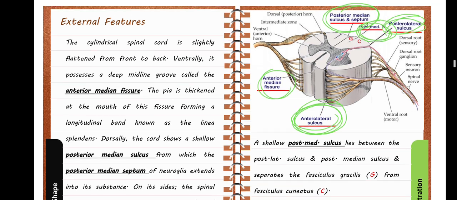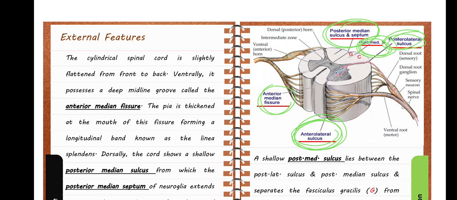Now, the external features of the spinal cord that you should keep in mind include the anterior median fissure. It is a deep midline groove that is found in the ventral region, the anterior part. At the mouth of this fissure, we have some thickened structures called the linea splendens. Posteriorly, at the dorsal region, we have another shallow groove called the posteromedian sulcus, and also the presence of the posteromedian septum.